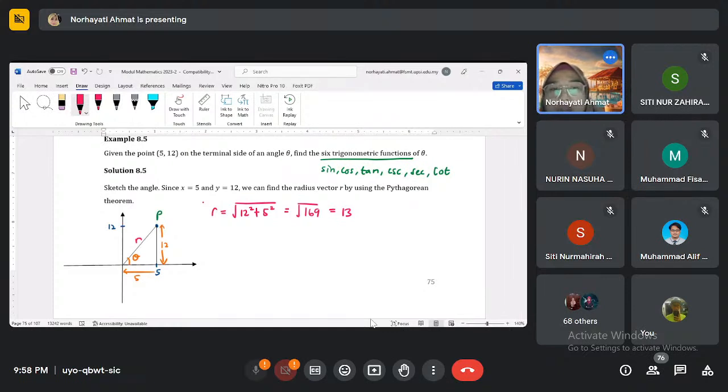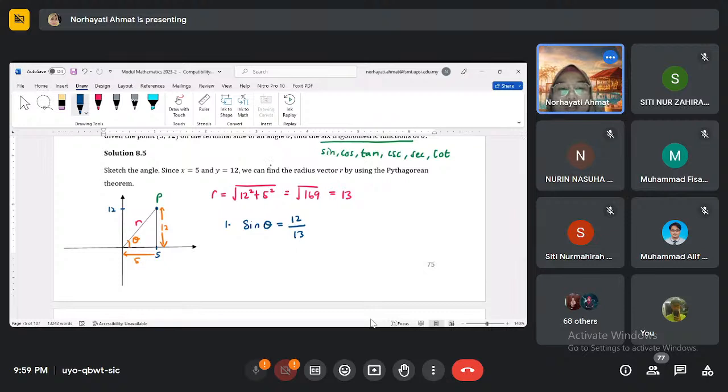Sekarang dia kata write the six trigonometric functions. Yang pertama, apa dia? Sin kan? Sin theta is opposite over hypotenuse. So opposite is 12, hypotenuse is 13. Macam tu je. So sin theta is 12 over 13.